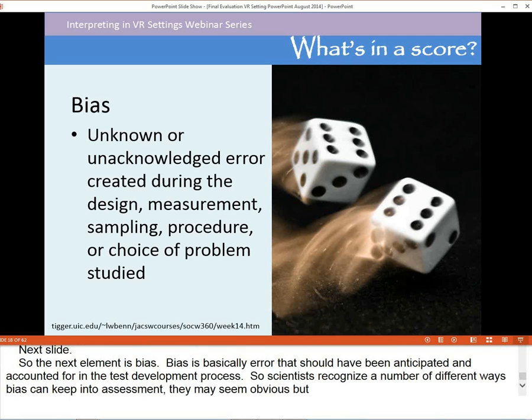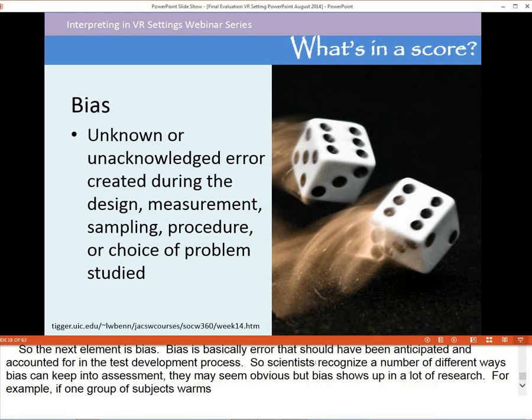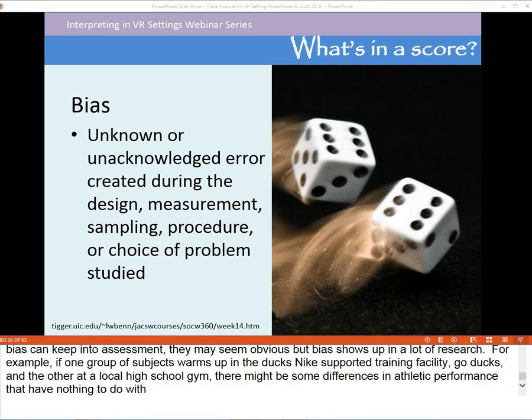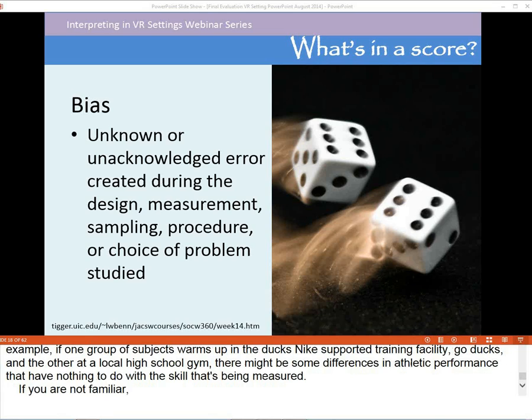So for example, if one group of subjects warms up in the Ducks Nike-supported training facility, Go Ducks, and the other at a local high school gym, there might be some differences in athletic performance that have nothing to do with the skill that's being measured. If you're not familiar, it's the Oregon Ducks. Sorry about that, that regional reference.